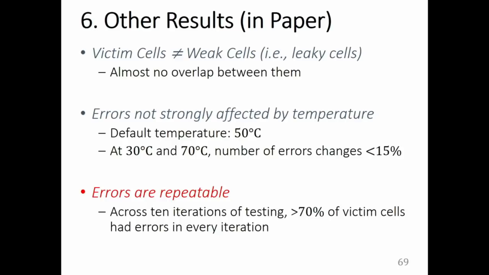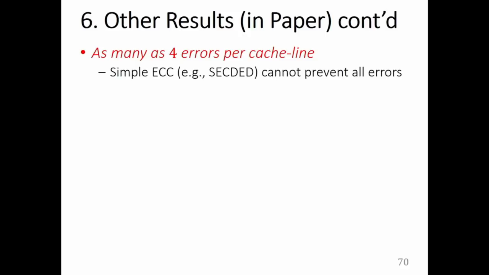OK, so there are a bunch of other results. I'm not going to go through this. The red ones are the important ones for security. Errors are repeatable. If you can actually flip a bit, you're going to flip it again and again and again and again. And you can actually get many errors per cache line, which means that simple error correcting codes are not able to get rid of all of the errors. You need more sophisticated error correcting codes.